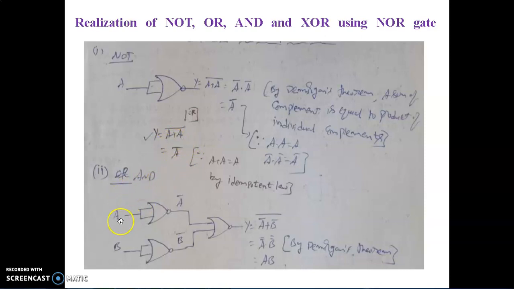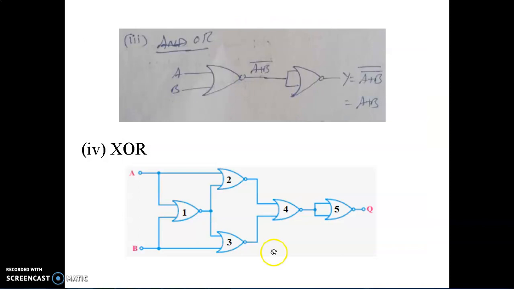Next is the AND function. A bar, B bar. The output is given to the next stage. Next is the final output, which is equal to (A bar plus B bar) whole bar. Apply De Morgan's theorem, we get the AND function. Next is the OR function. Two inputs A and B are given to the gate. The output is (A plus B) whole bar. It is given to the next gate. The output is (A plus B) double bar, which is equal to A plus B itself. It is the OR function.